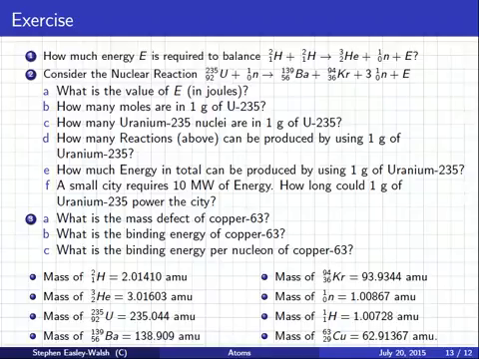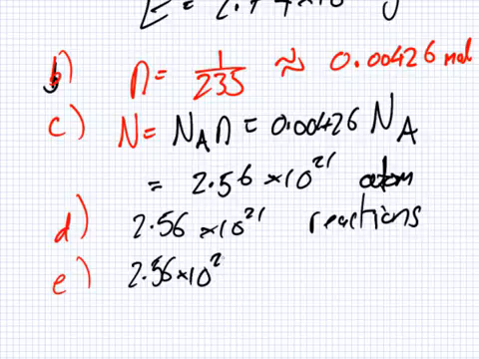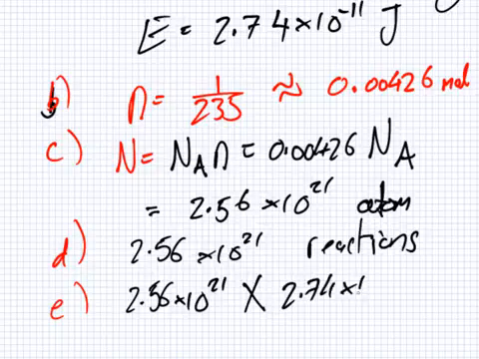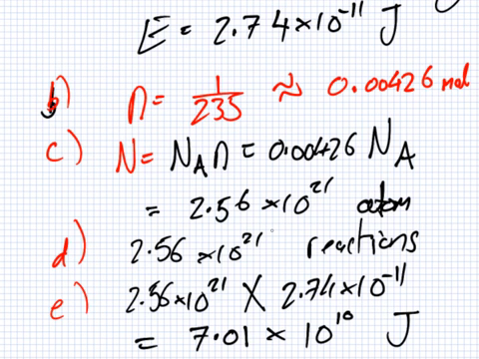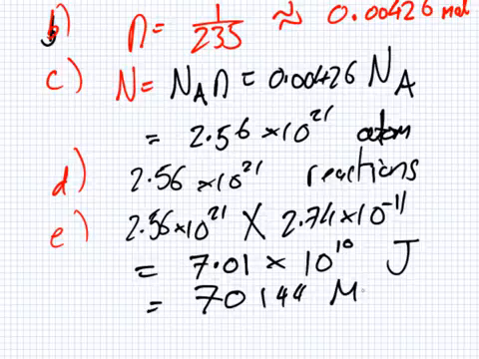So how much energy can you make in total? Well, it will be 2.56 times 10 to the 21 times 2.74 times 10 to the minus 11, which is about 7.01 times 10 to the 10 joules. That's cheap. Yes, it is. For 1 gram of uranium, you can make 70,144 megajoules of energy.